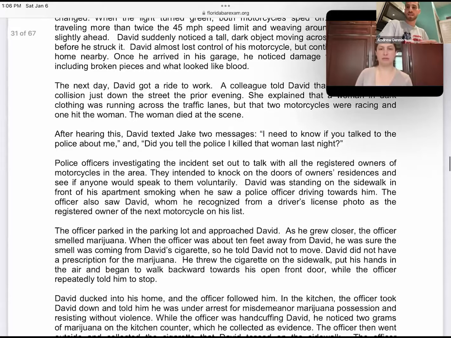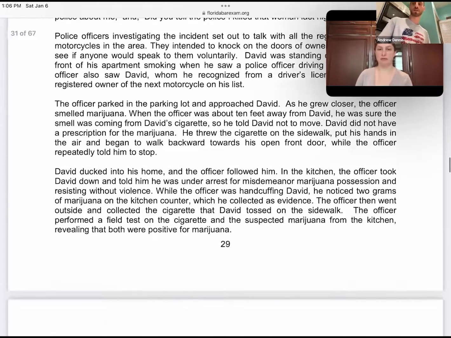Police officers investigating the incident set out to talk to all the registered owners of motorcycles in the area. They intended to knock on the doors of owners' residences and see if anyone would speak to them voluntarily. David was standing on the sidewalk in front of his apartment smoking when he saw a police officer drive towards him. The officer saw David, whom he recognized from a driver's license photo as a registered owner of the next motorcycle on the list.